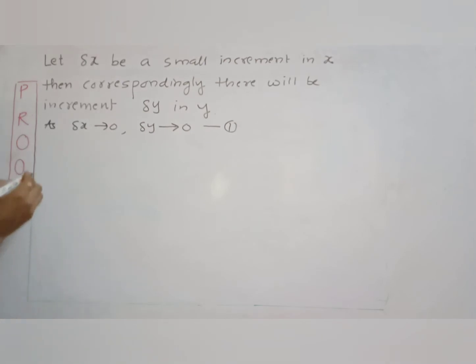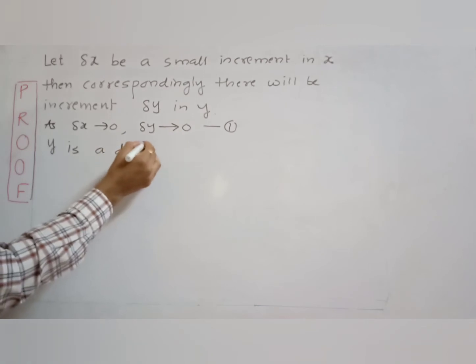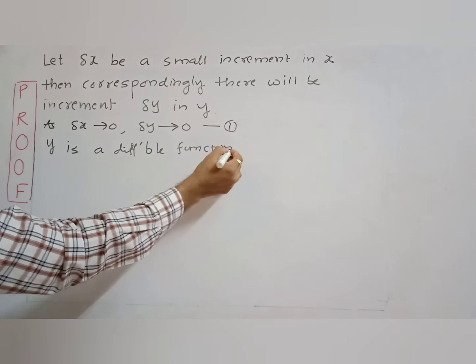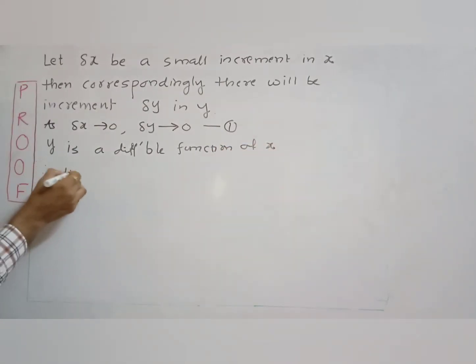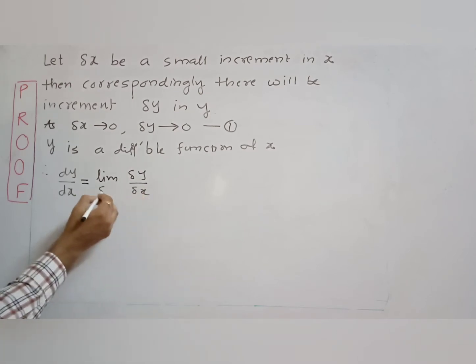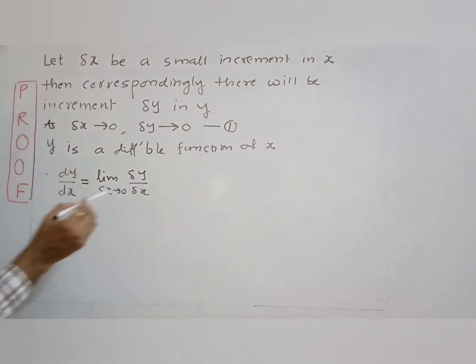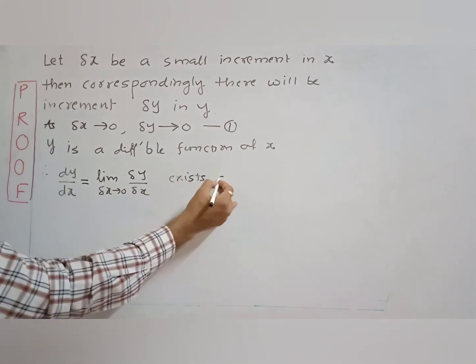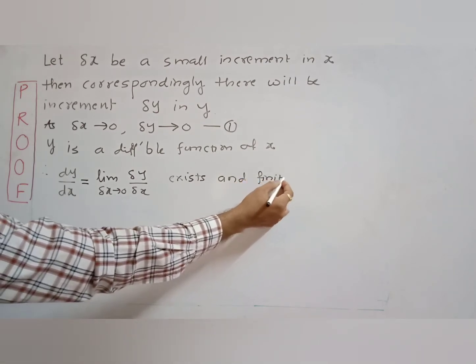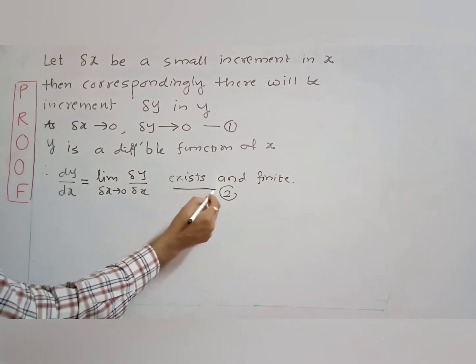Also in the statement, if you see, there is a line written as y is a differentiable function of x. It means that dy by dx exists. Dy by dx sometimes we write as limit delta y by delta x as delta x tends to 0. So this line means y is a differentiable function of x, means dy by dx, which is written like this, exists and is finite. We shall take this as statement number 2. We shall use it later on.